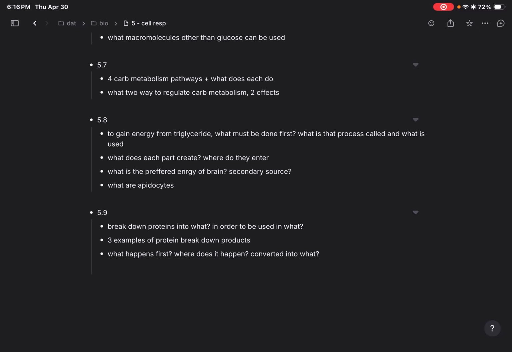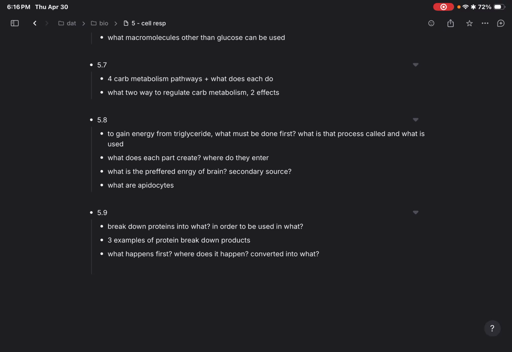Okay, break down proteins into what in order to be used in what? What are these questions? So we break proteins down into the amino group, the NH3, but ammonia is not good to have, so we need to combine that with something and make urea. Urea gets excreted. I think that's the only thing we can use for that. It was a very short section.